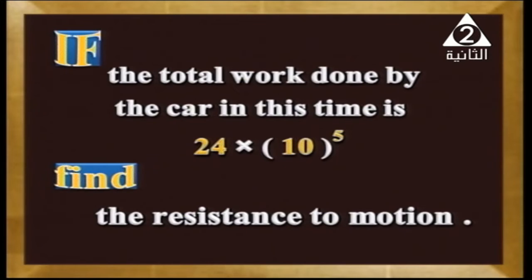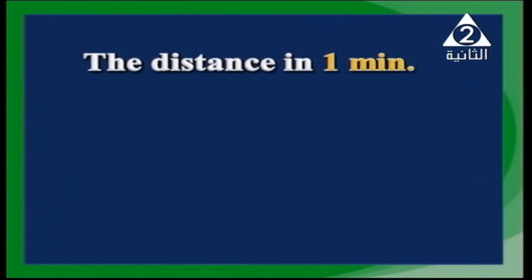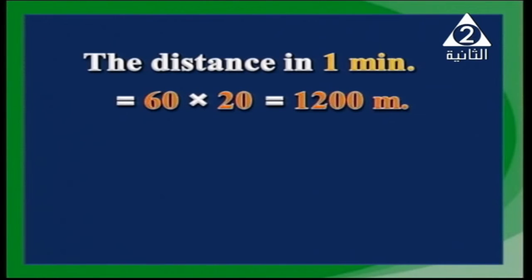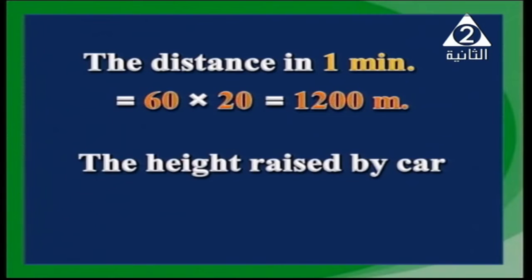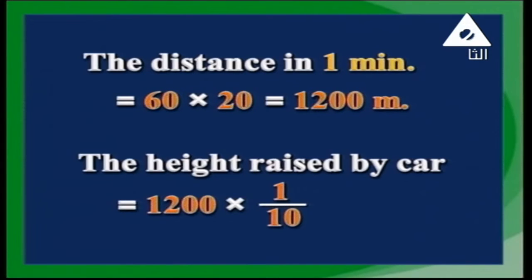My dear student, in this case, the requirement is to find the resistance to motion. Solution. Look, my dear student, the distance in 1 minute equals 60 times 20, which equals 1,200 meters. This is the distance. The height raised by the car is found by 1,200 times 1 over 10, which equals 120 meters. The height equals 1,200 times sine alpha, 1 over 10, and by using a calculator equals 120 meters.